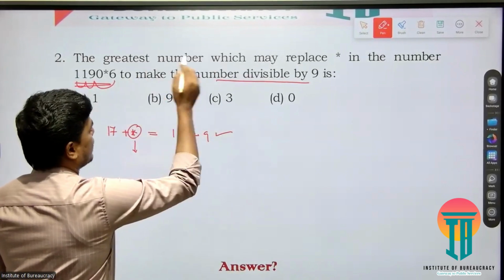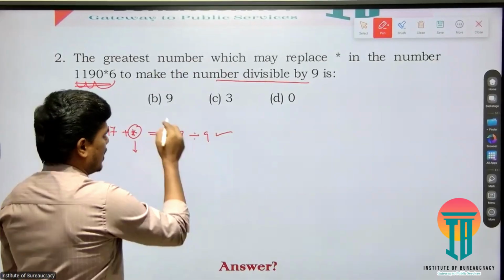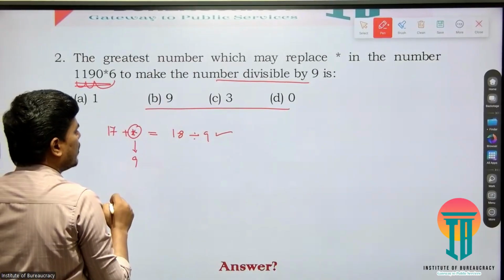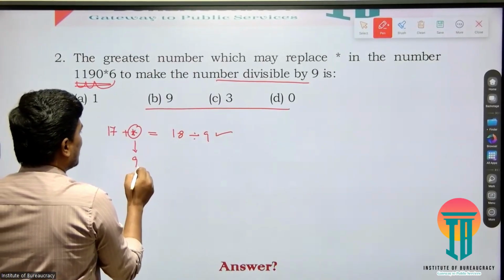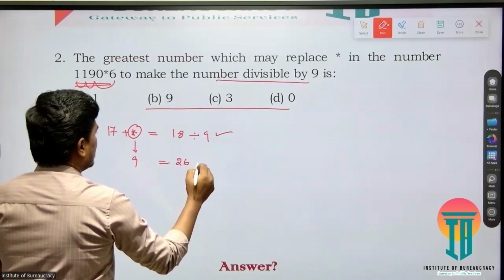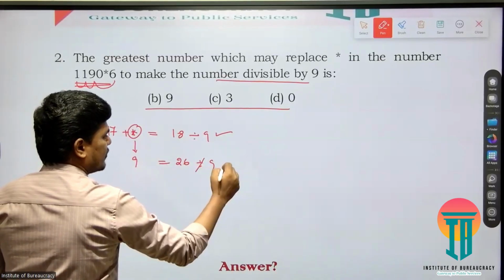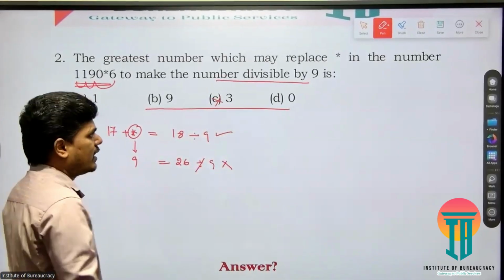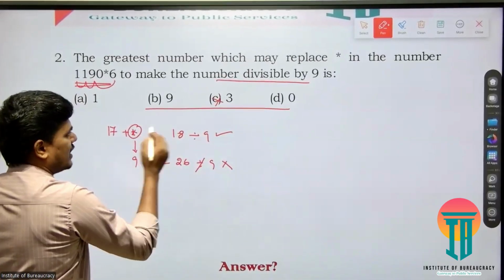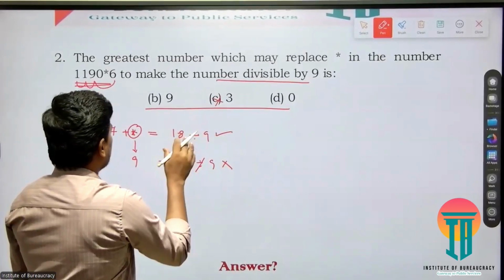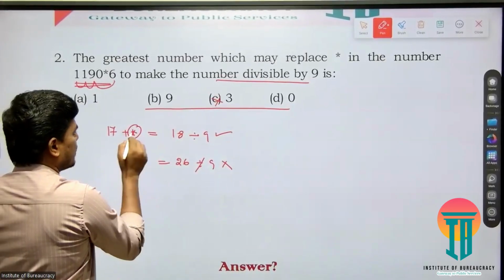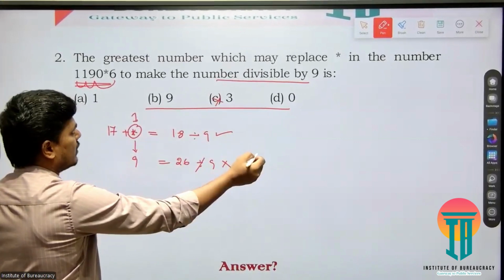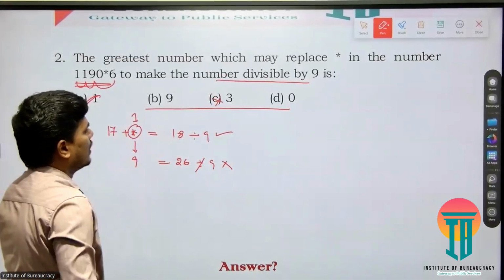They are asking for the greatest number. Now we have to answer from the options only. If you substitute 9 in the place of star, it is going to be 26. Definitely 26 is not divisible by 9. So this is not the answer. If you substitute 3, you'll get 20. 20 is not divisible by 9. If you substitute 0, 17 is not divisible by 9. Therefore, among the options, the suitable one is 1. If you take 1 in the place of star, you'll get 18. 18 is divisible by 9. Therefore, the answer for this question is 1, option A.